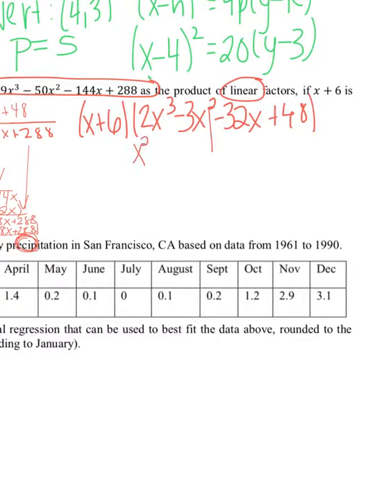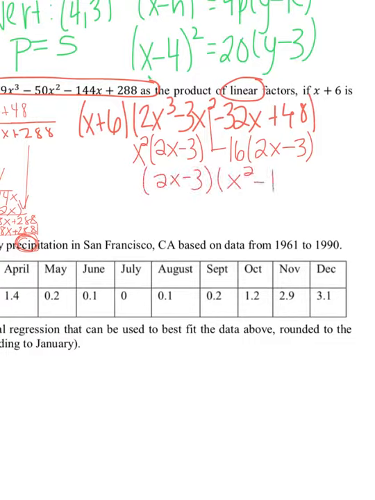Here I split this down the middle. I do factor by grouping. I take out x squared. I'm left with 2x minus 3. On the right, GCF is negative 16. I am left with 2x minus 3. So this is 2x minus 3 times x squared minus 16. And don't forget, you still have that x plus 6 out front.